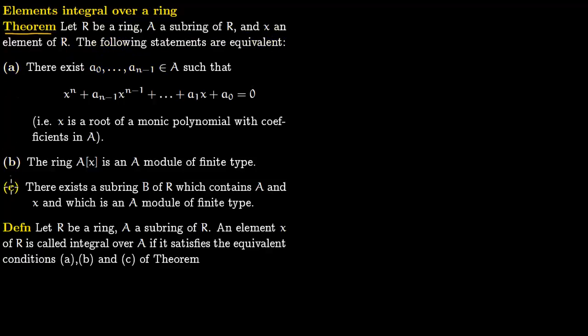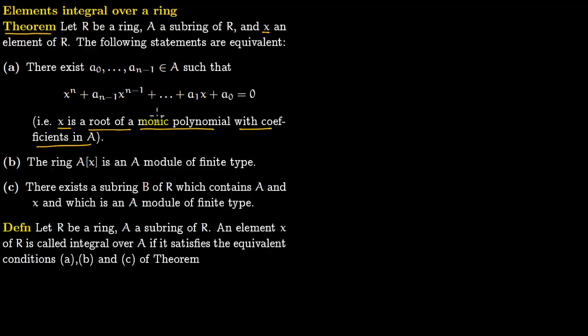All three statements are definition of this X being integral over this ring A. So the most common one is this. You have coefficients A0, A1, A2, ..., An minus 1 in ring A such that you have such a monic polynomial equal to 0. So X is again in R. This means X is root of a monic polynomial with coefficients in A. Exactly, coefficients are in A.